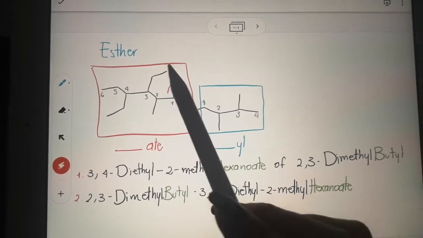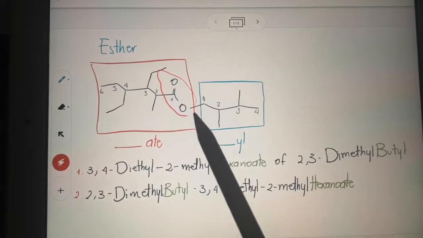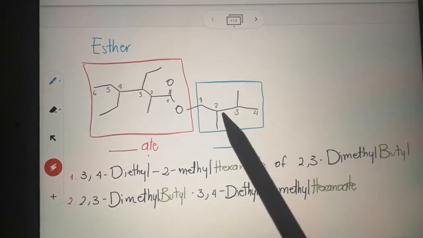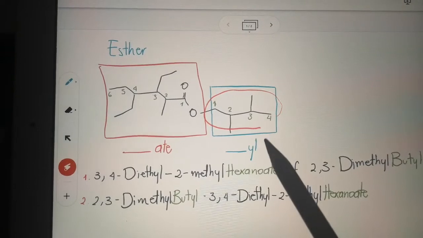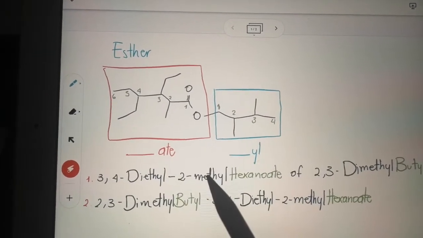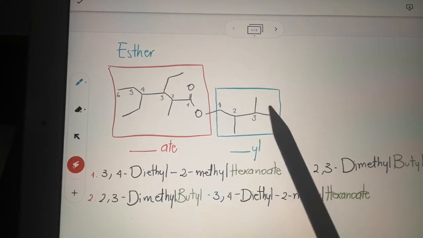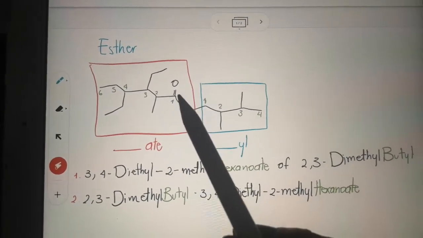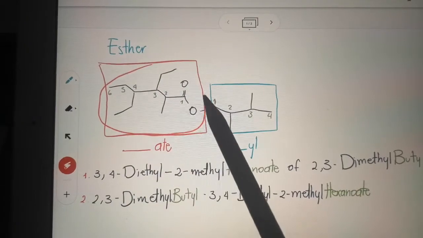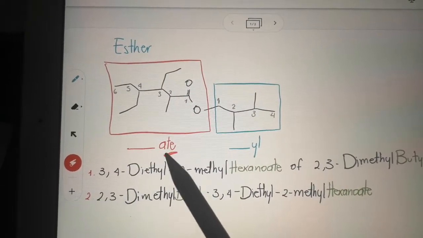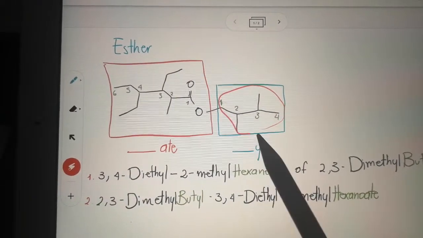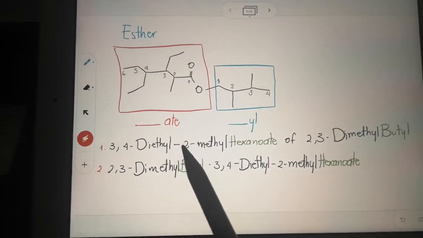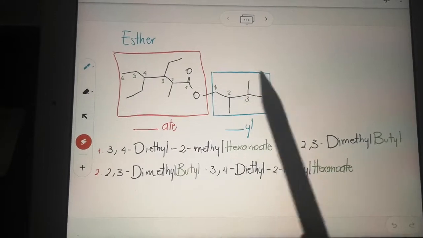Always, the chain that is linked to the functional group, the main functional group, will finish in "ate." And the other chain will finish in "yl." Always. Okay? You're never gonna have that this chain is "ate" and this is "yl." No, never. Always the one that is linked to the functional group finish in "ate" and the other finish in "yl." We're gonna have two different ways to give the correct name for each one.